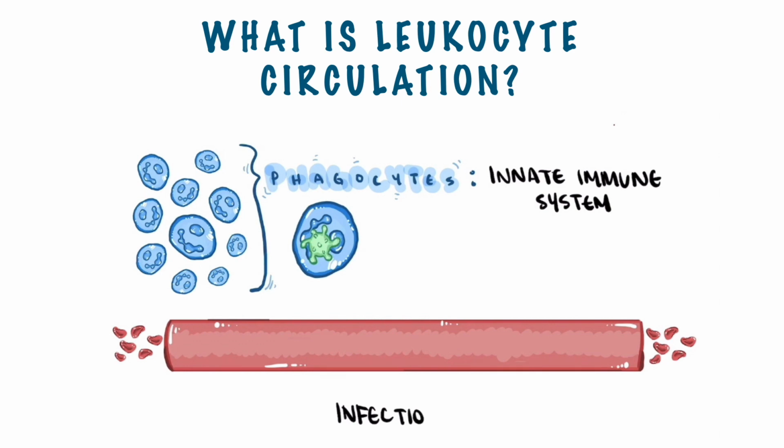When an infection or injury has occurred, molecules known as chemokines are released from the affected area. Phagocytes have receptors for these chemokines and can follow the gradient to get to where they are needed. Once they have arrived at the general location, they must cross the layer of endothelial cells lining the blood vessel to enter the affected tissue. This process is known as extravasation.